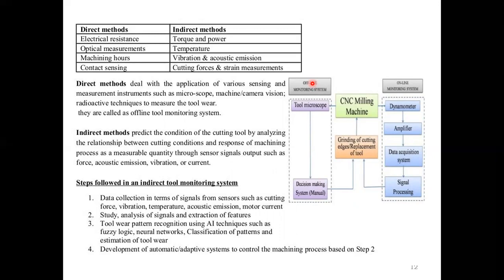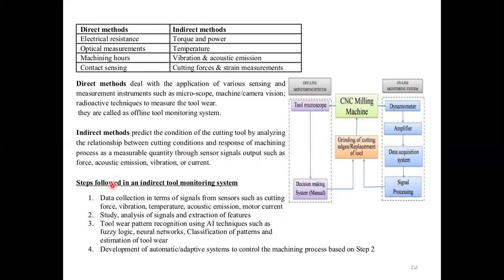Indirect method predicts the condition of the cutting tool by analyzing the relationship between cutting conditions and the response of the machining process as a measurable quantity through sensor signals. So outputs such as force, acoustic emission, vibration or current are calculated by the indirect method. This is the diagram for the indirect method calculation. This one is the direct method for calculating some parameters.